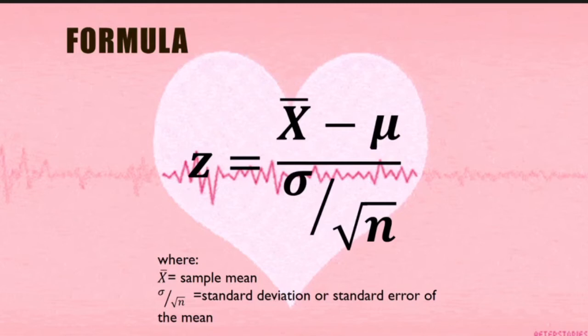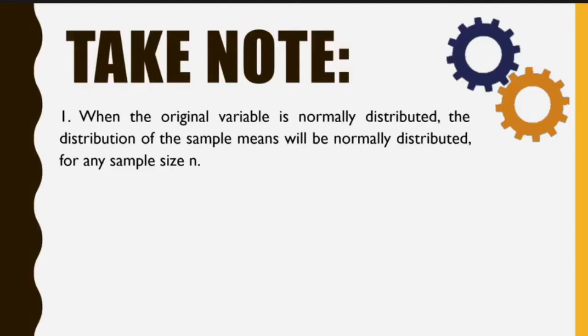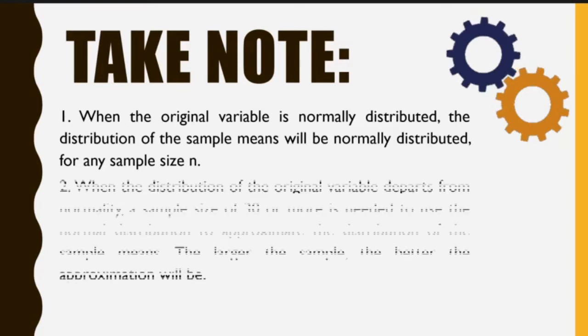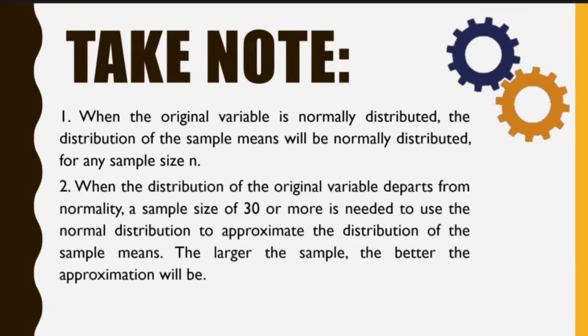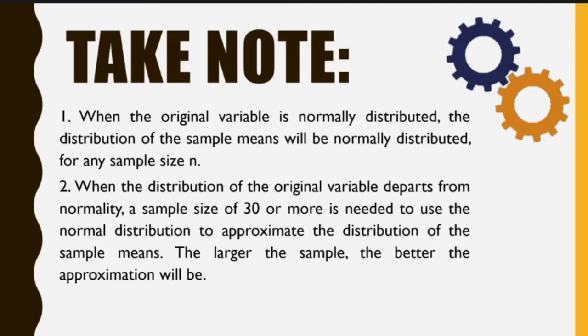So take note of these important things to remember about the central limit theorem. When the original variable is normally distributed, the distribution of the sample means will be normally distributed for any sample size n. Second, when the distribution of the original variable departs from normality, a sample size of 30 or more is needed to use the normal distribution to approximate the distribution of the sample means. The larger the sample, the better the approximation will be. Let's apply this formula to a given problem.